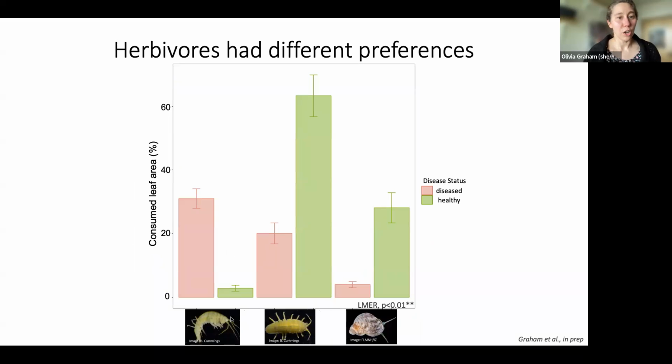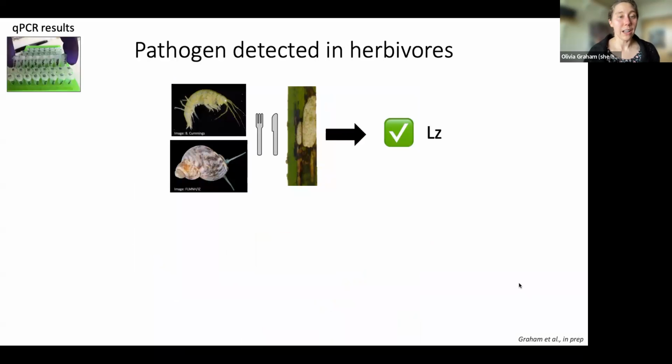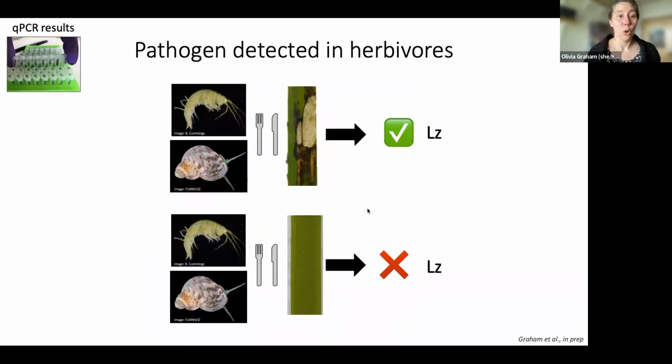Briefly, we also found that herbivores had different herbivory preferences, with amphipods preferring diseased tissue, while isopods and snails preferred to consume healthy eelgrass. Our qPCR analyses indicated that the pathogen was in fact detectable in herbivores that consumed diseased eelgrass, whereas it was not detectable in herbivores that consumed healthy eelgrass.